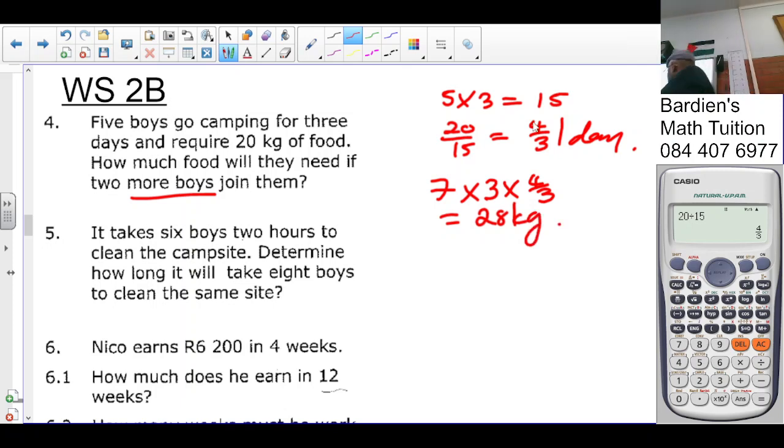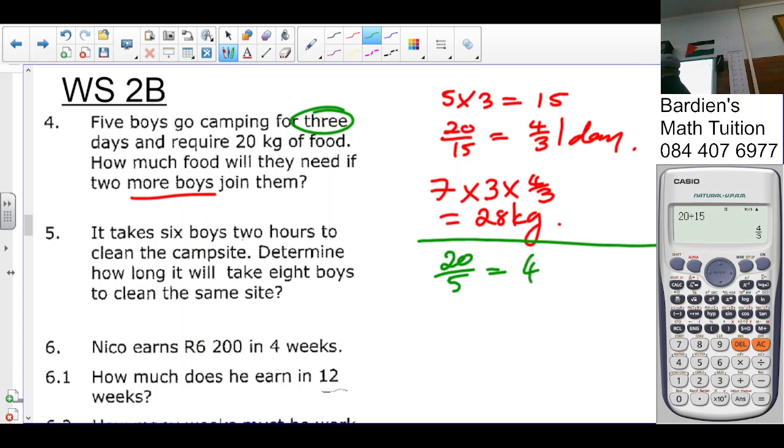Otherwise, like I said, we could have left out the days, since the days are going to be constant. The days will remain the days. So you could have just said 20 divided by 5, which gives you 4 kilograms per 3 days, per boy.